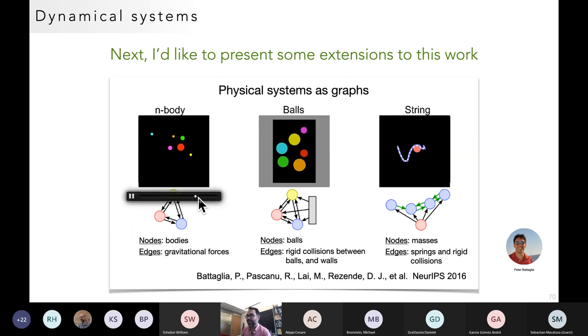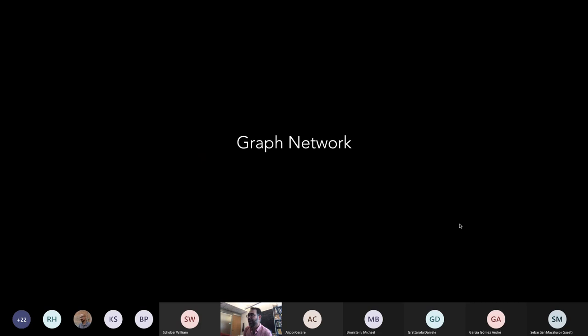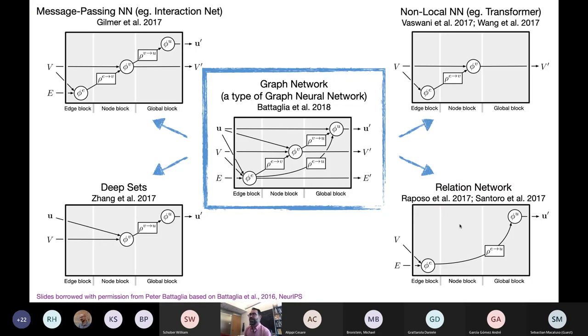So in this example, you have some particles that are moving around with gravitational forces between them. In this example, they're just moving around, but there's rigid things and they're bouncing off of each other. This one is like a chain that's falling. And so they use graph neural networks to try to model these systems. And the way that they formulated the landscape of different graphs, this is slides from Peter, where you see things like message passing neural networks, deep sets, et cetera.